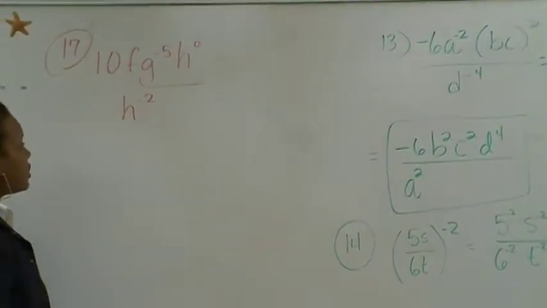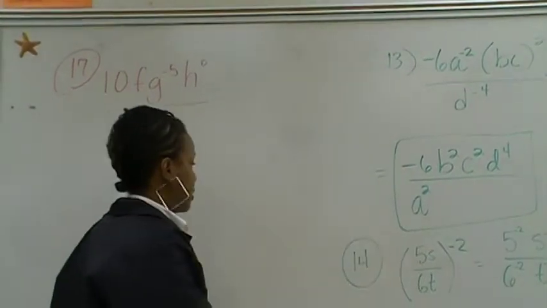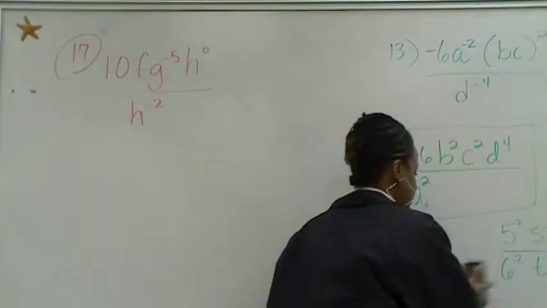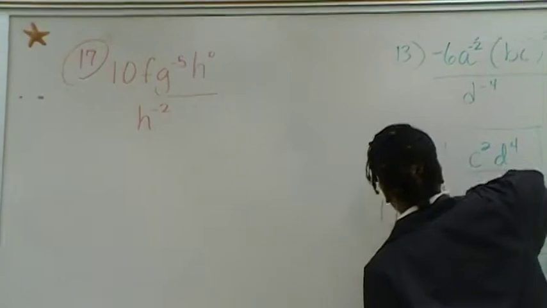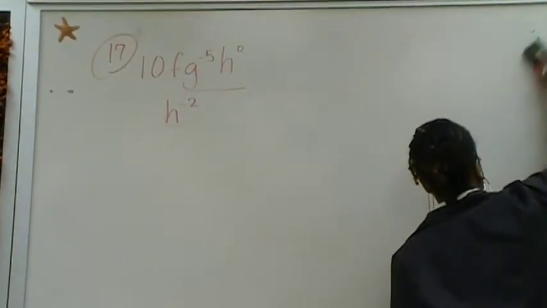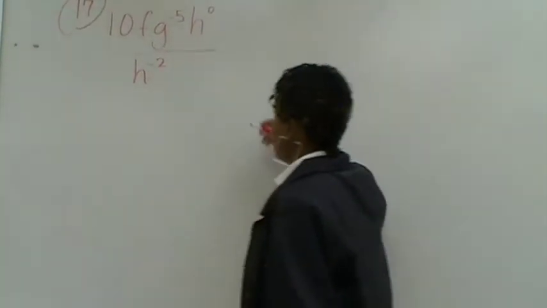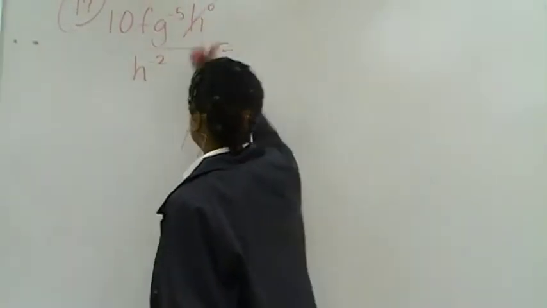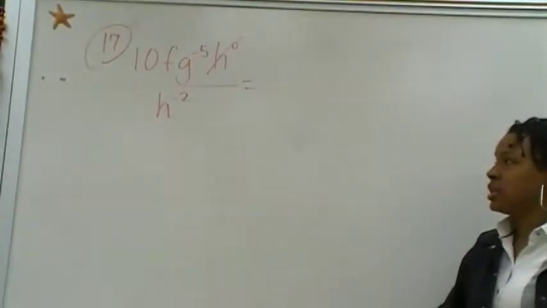All right, so first things first. To me, the easy thing to do is get rid of the h to the 0, because you know h to the 0 is going to be what? 1. It's going to be 1, so you can just cross that out. It's not going to do anything.